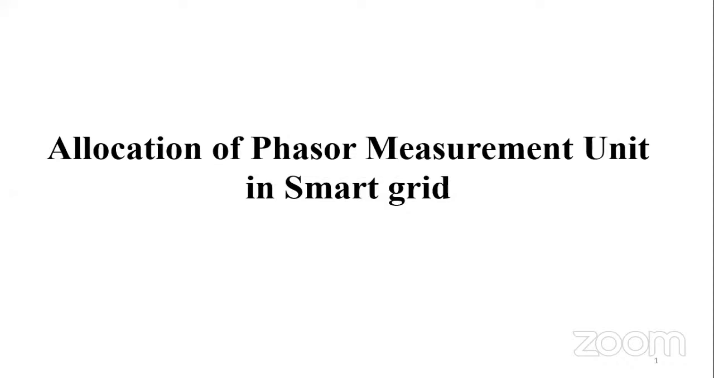So today's topic is allocation of phasor measurement unit in smart grid. First of all, let's understand this topic. Allocation means that we are talking about the optimal or strategic position of phasor measurement units because of the cost. It is unwise to install phasor measurement units on your whole network, so we can't take a chance.